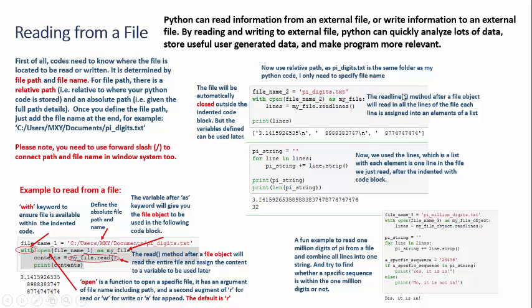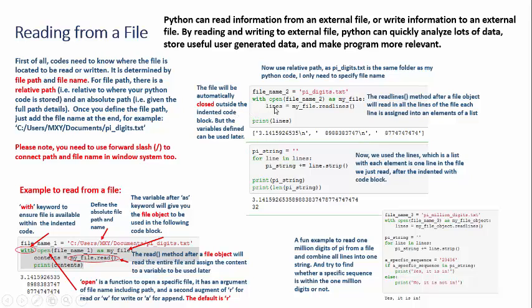The readlines method is different from the read method. The read method reads everything, but the readlines method reads each and every line and assigns each line to an element of a list. So the lines become a list, where each element contains one line of the data in your external file. If we print it out, we can see there are three different elements in this list.